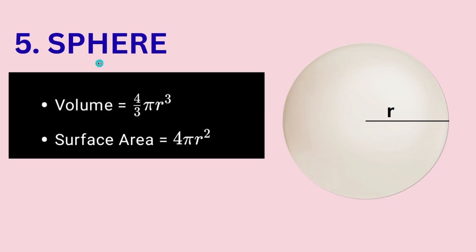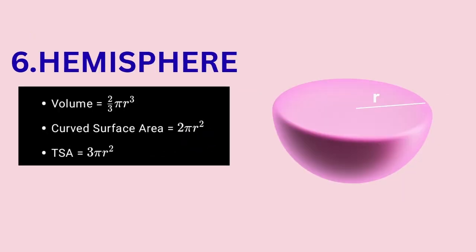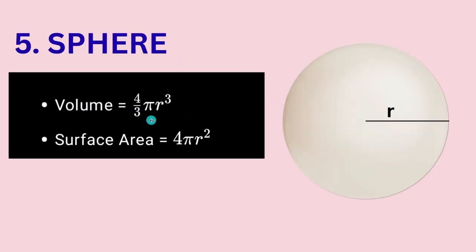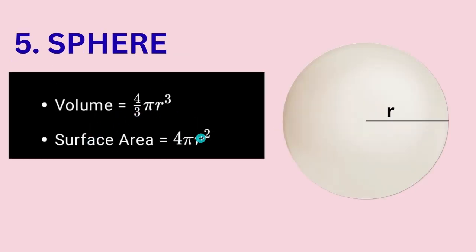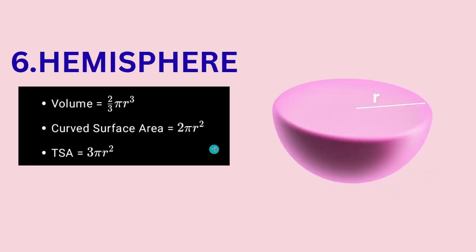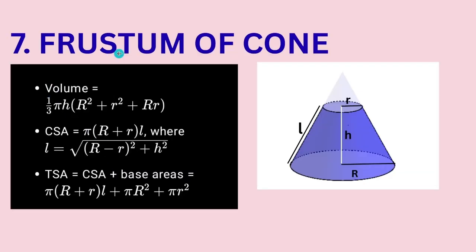Then we have the sphere. Its volume is given as 4 by 3 pi r cube, and the surface area is equal to 4 pi r square. Then in the hemisphere, we simply take half of the sphere. So here it was 4 by 3 pi r cube, here it is 2 by 3 pi r cube. Here it was 4 pi r square, here it is 2 pi r square, but for the total surface area, to this 2 pi r square we add the base pi r square, so it becomes 3 pi r square.